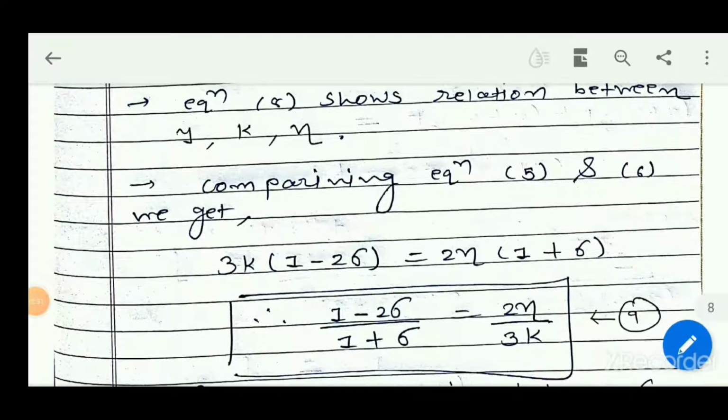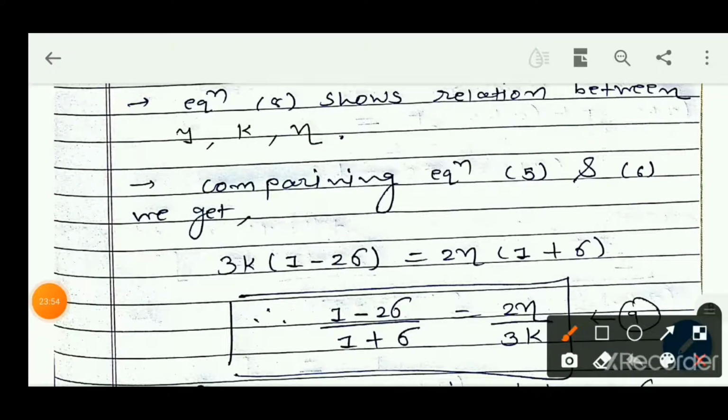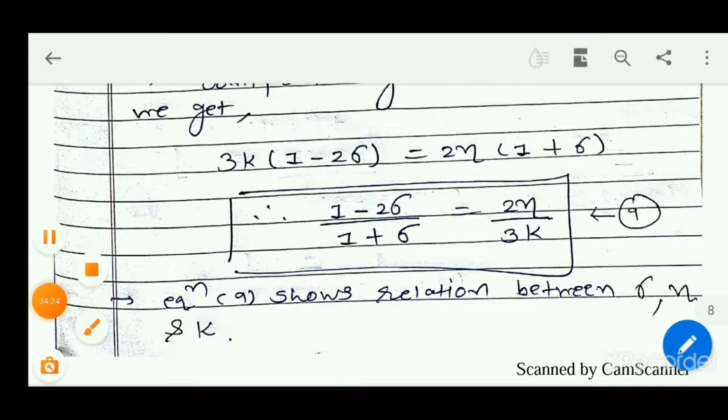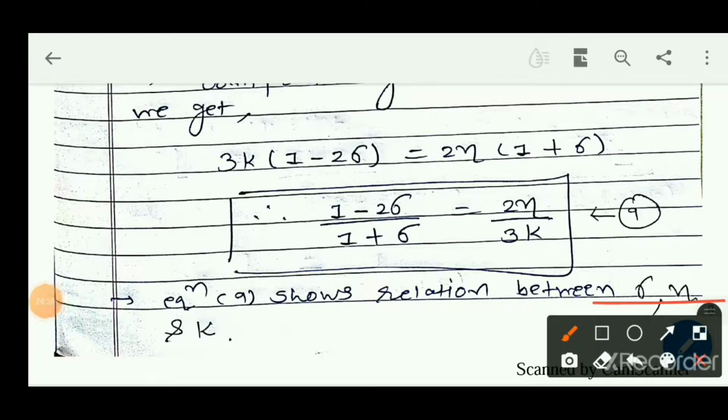So comparing equation 5 and 6 we get, okay, so what is equation 5? Equation 5 is Y is equal to 3k 1 minus 2 sigma, and equation 6 is Y is equal to 2 eta 1 plus sigma. So we can compare Y and Y, so it becomes 3k 1 minus 2 sigma is equal to 2 eta 1 plus sigma. So now doing simplification, 1 minus 2 sigma upon 1 plus sigma is equal to 2 eta upon 3k. So this shows the relation between sigma, eta and k.